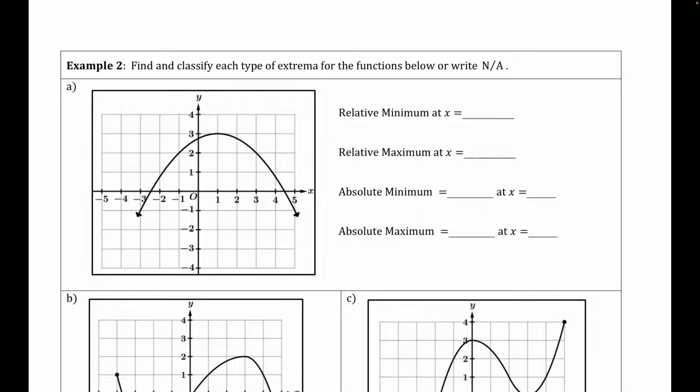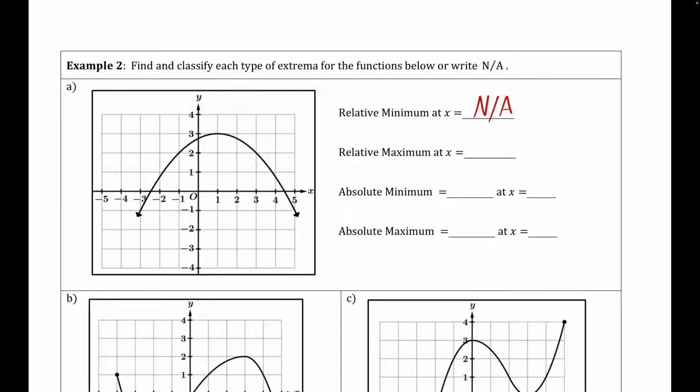Find and classify each type of extrema for the functions below, or you can write n/a if there is not anything. So what is the relative minimum? There isn't one, because there are just arrows. I thought those were points, and then I was going to say you're wrong, but they're arrows, so you're right. Okay, so there aren't any. If this was restricted in the domain, then we could have said yes.